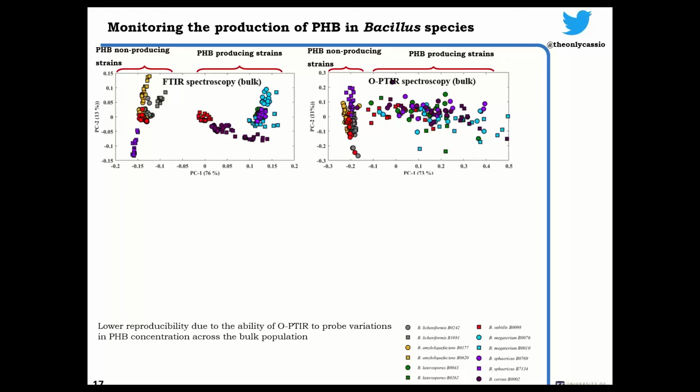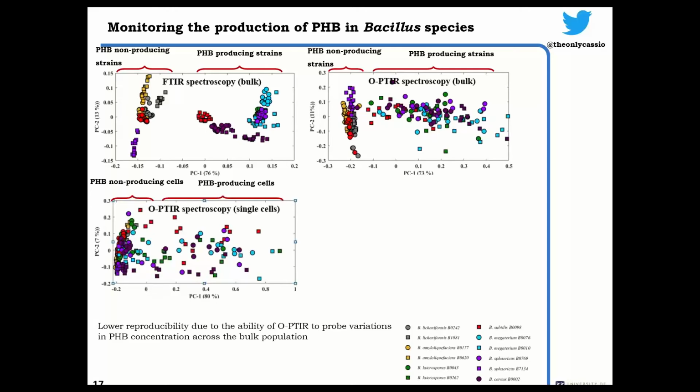Here we have, similar, the OPTIR spectroscopy from bulk populations. Once again, on the negative side of PC1, we can see the strains that do not produce PHB, and on the positive side, the strains that produce PHB, but this time the reproducibility of the data is quite low. The reproducibility is the distance between the scores from the same strain. In the FTIR results, you can see that they cluster all together, and here on the OPTIR from bulk populations, they're kind of spread. That indicates the ability of OPTIR to probe variations in PHB concentration across the bulk population. So in different spots of the bulk population, there are different amounts of PHB, which is kind of expected.